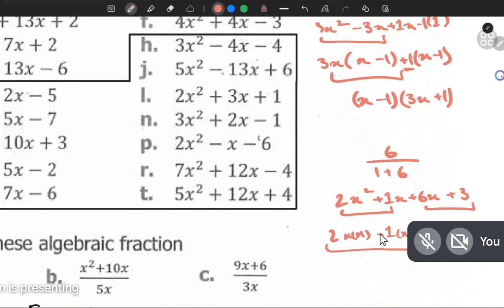So if we're looking at these two, what is common within the factors of these two? X is common, right? So you take x common and you're left with 2x plus 1, right? So that's here.